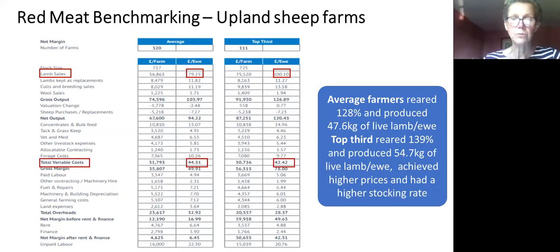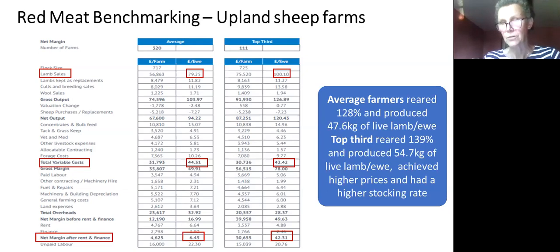The total variable costs were very similar in this set of data. These are upland sheep farms in Wales, about 320 of them. But in terms of the net margin after rent and finance, the top third farmers had a net margin of £42.31 per ewe, and the average had £6.45, and that was before the unpaid labour was taken off. And you can see the unpaid labour is fairly similar. The average is £22 a ewe, and the top third at £20 a ewe. So it's just showing wide differences between those top third and average farmers.